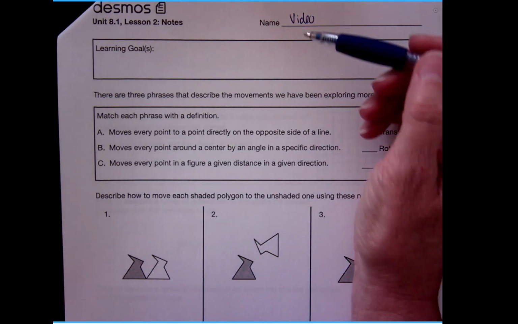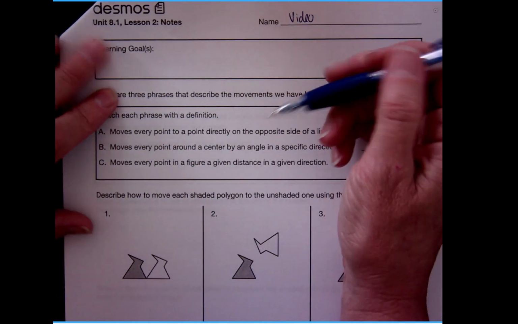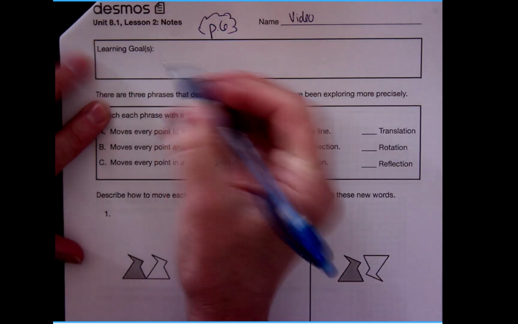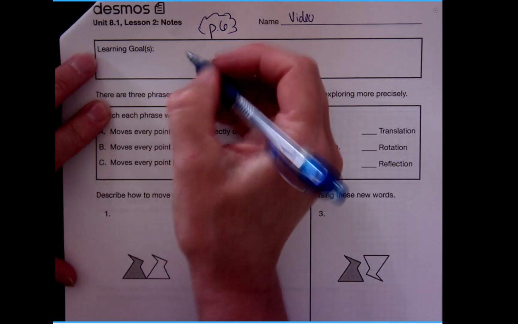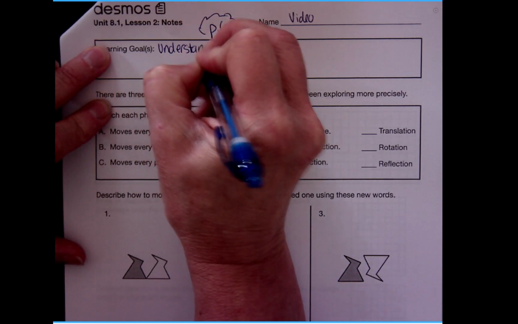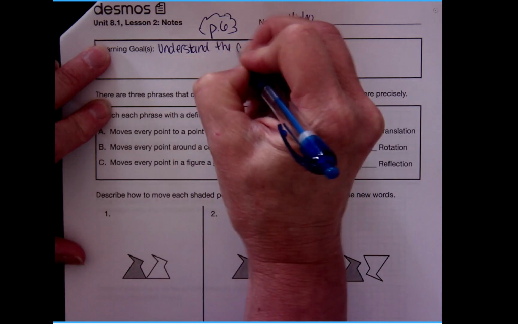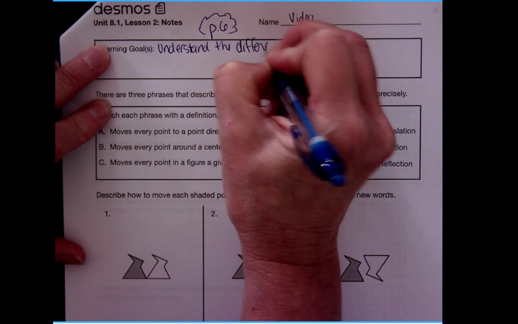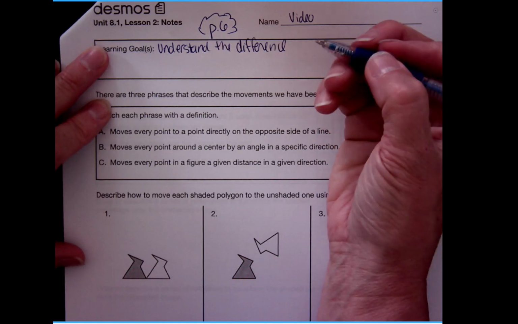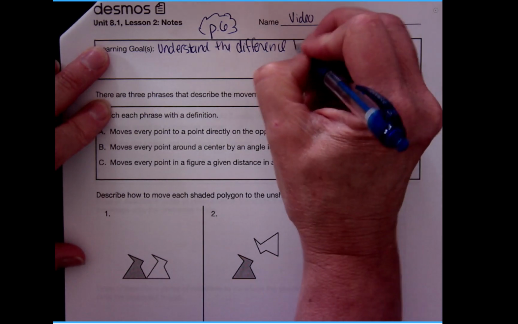Now that you've finished looking at that Desmos activity, let's take a few notes. We're on page 6 in your notebook. And our learning goal is to understand the difference between three words, between translations, reflections, and rotations.